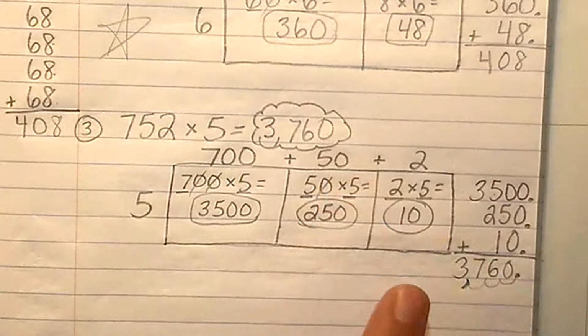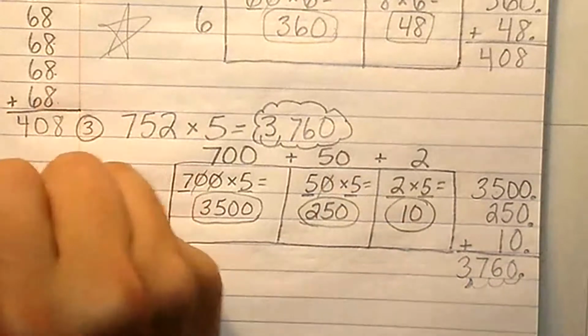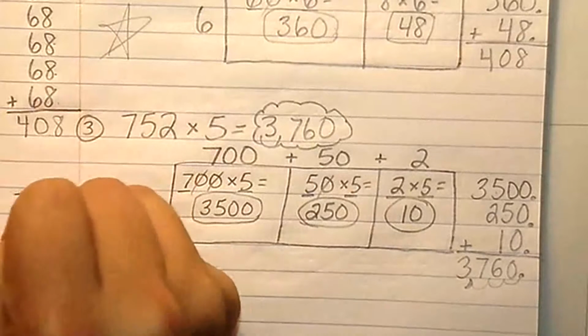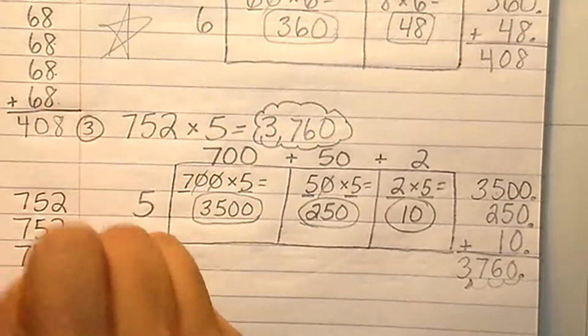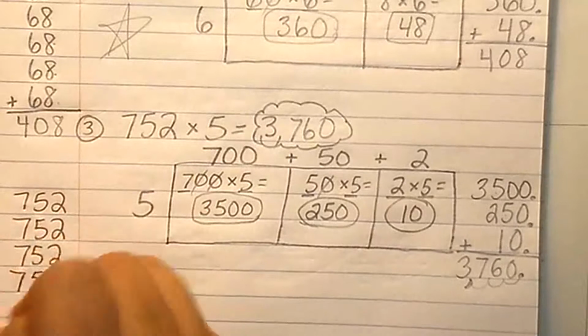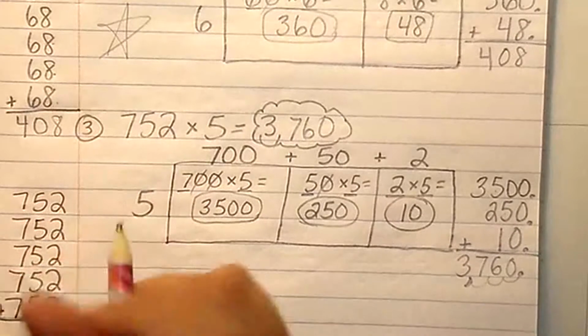So I'm going to use repeated addition. It's just my favorite go-to for now. Now, after you learn another strategy, I would pick this other strategy instead. But for now, that's my go-to. So I'm going to take 752 in my other margin and stack it 5 times. All right, let's add them up.